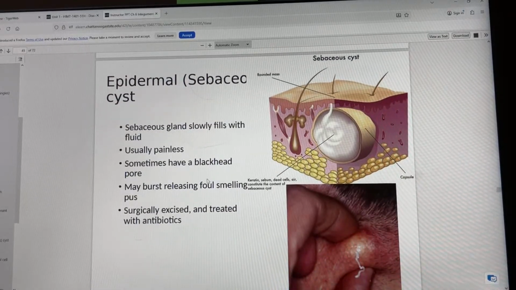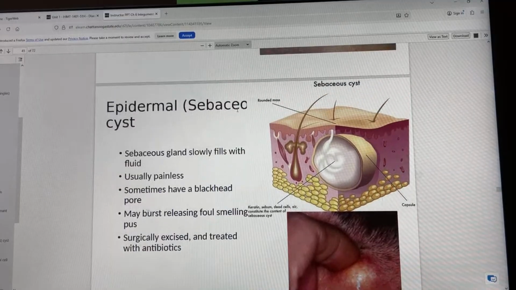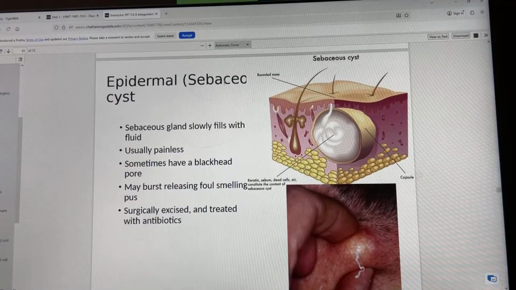All right, here's another one. I don't know why the pictures are covering up the words because on my PowerPoint it's not like that at home. That's weird. So this is an epidermal cyst or a sebaceous cyst.